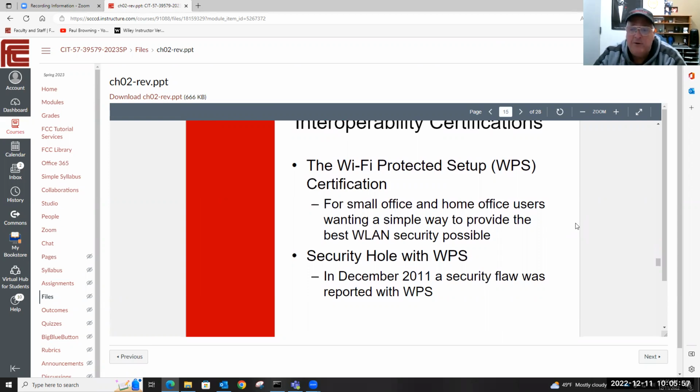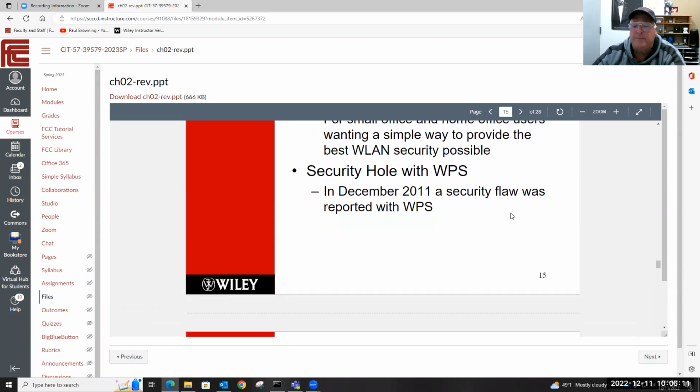But keep in mind, your router may not have that capability. Your router may only go up to WPA2, and that's it. And so at some point, we have to think about replacing our router so we can have better security and better connectivity as well. So don't use WPS.